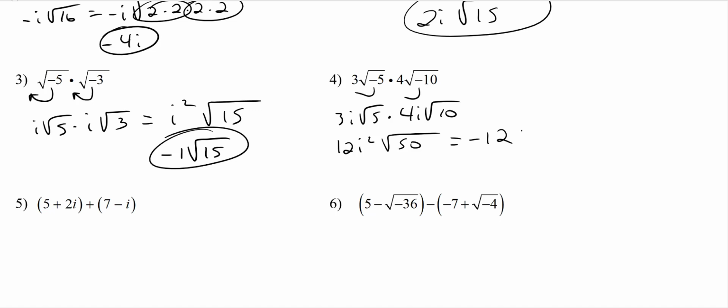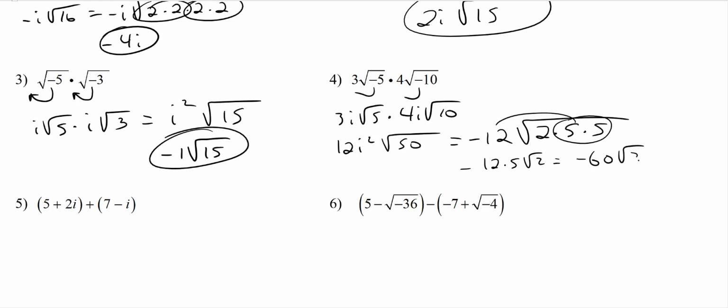And then root 50, we're going to break it up. Divided by 2, you get 25, and 25 breaks up to 5 and 5. So I can take that out. So basically it's negative 12 times 5 root 2, or negative 60 root 2. That's my answer. Okay?